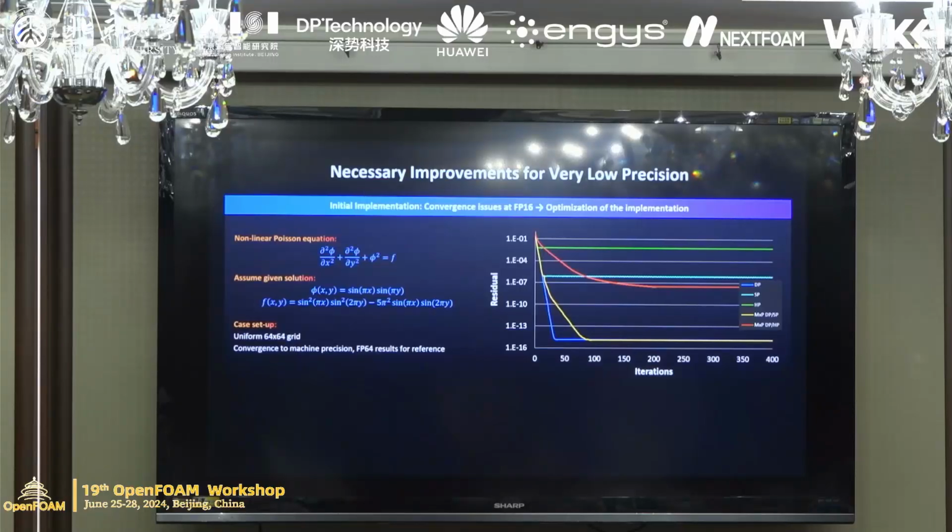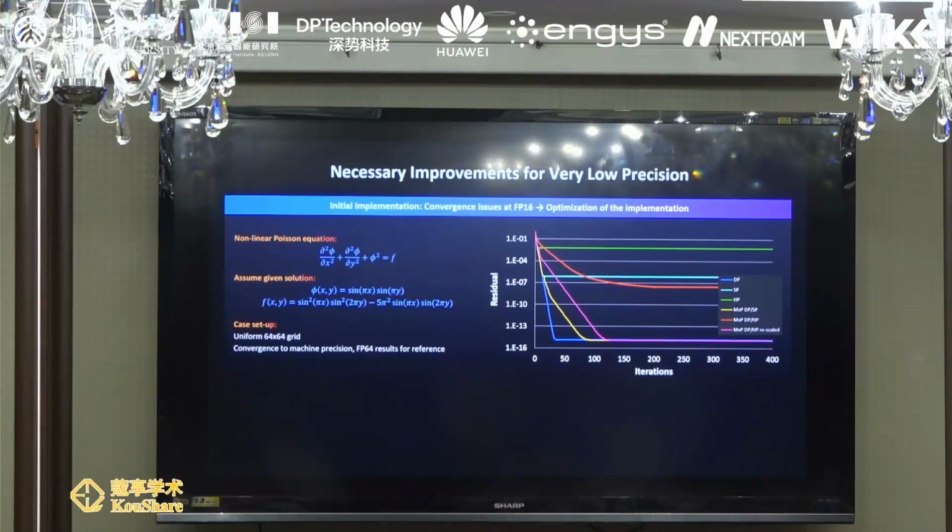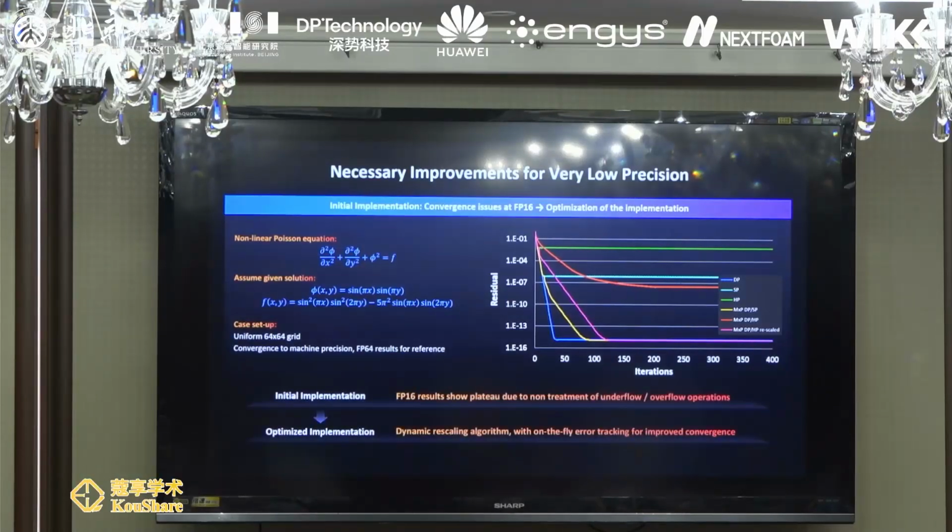Once we reached under a certain threshold, we rescale for the defect correction to always have some kind of effect on the convergence. And when we did that, we obtained the pink curve that was giving us the convergence all the way to double precision convergence. So that was the initial implementation, not within OpenFOAM, as a standalone solver.